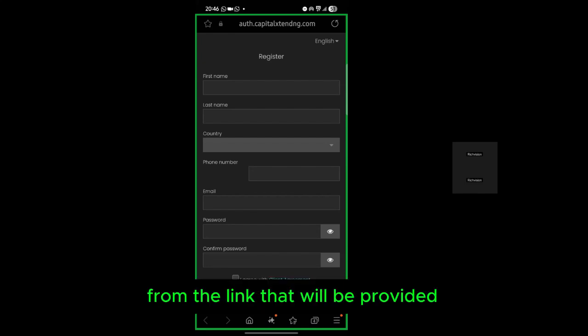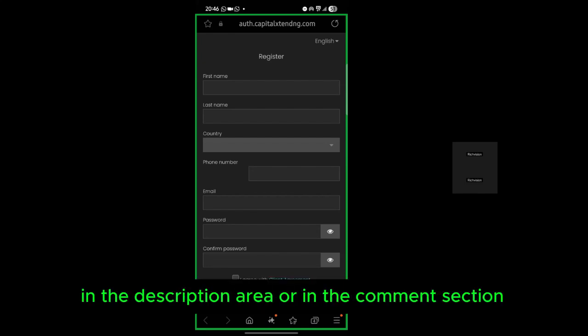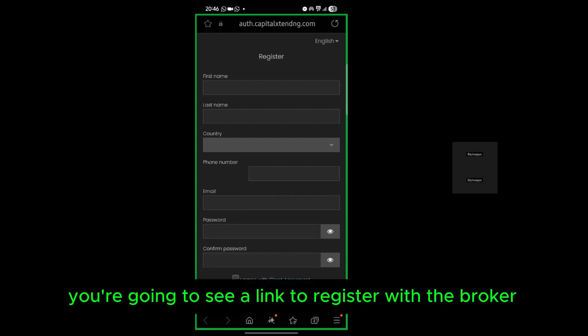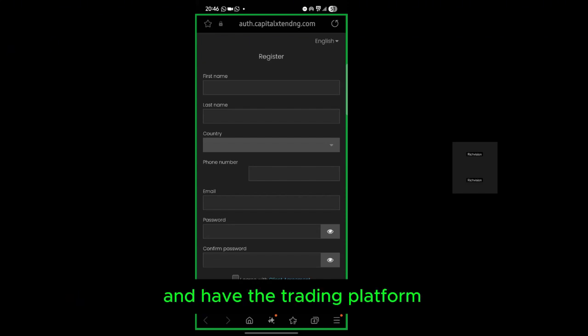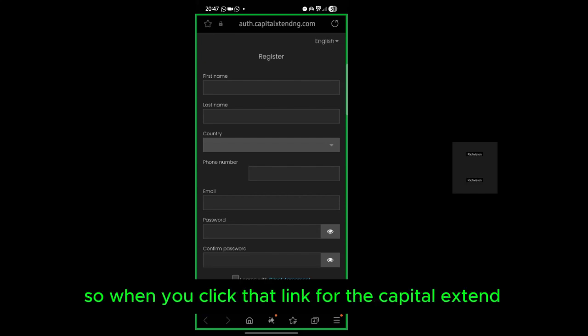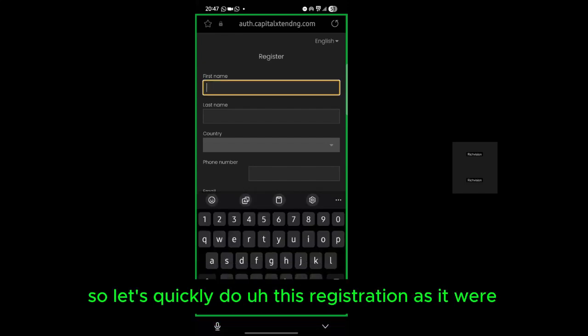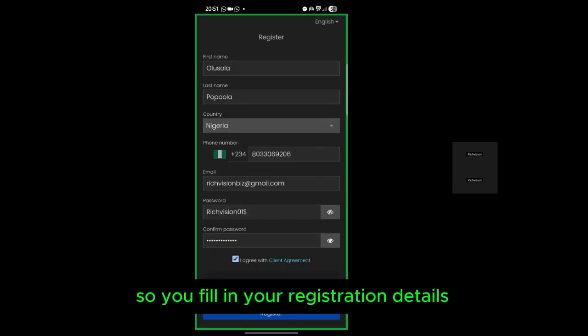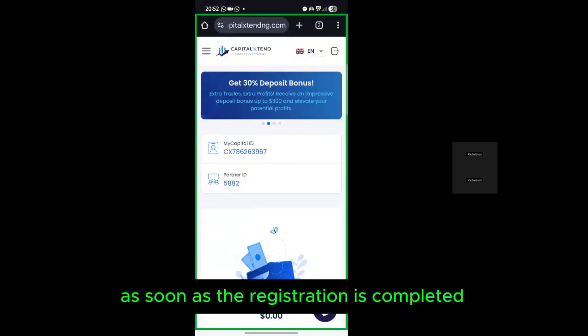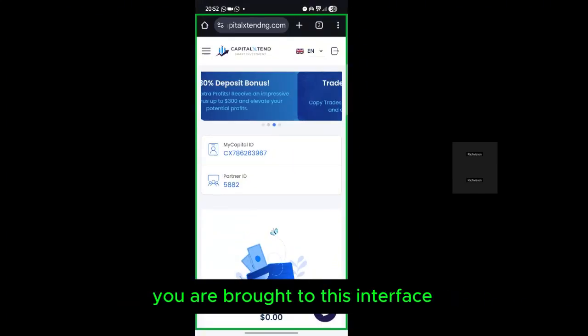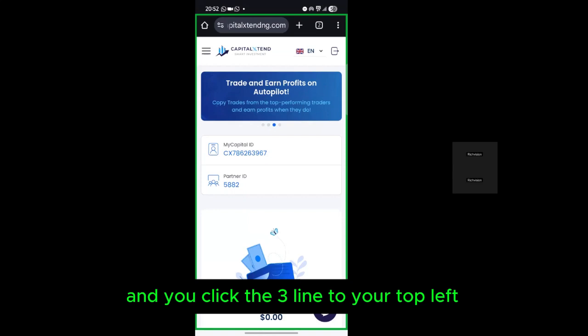Now let's go. From the link that will be provided in the description area or in the comment section below, you're going to see a link to register with the broker. For you to be able to trade and have the trading platform, just like we've explained, you need a broker's platform. So when you click that link for Capital Extend, you're going to see a registration page like this. So let's quickly do this registration. You fill in your registration details and click on register. As soon as the registration is completed, you are brought to this interface and you click the 3 lines at your top left.